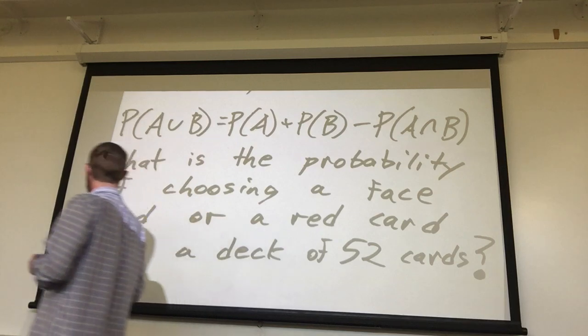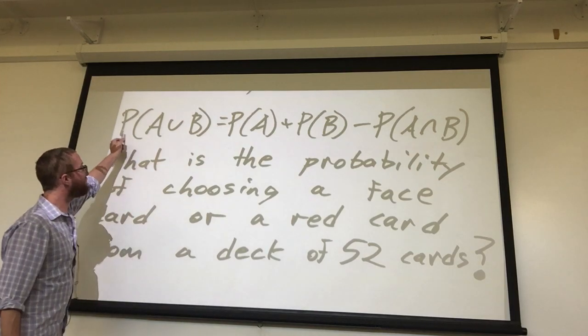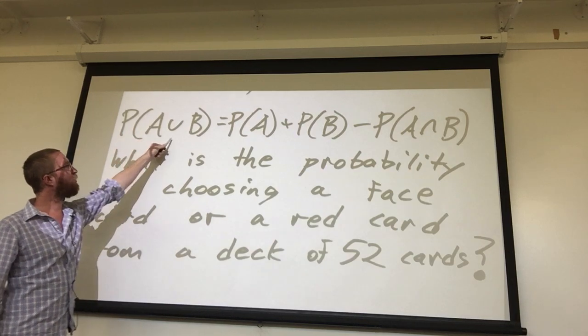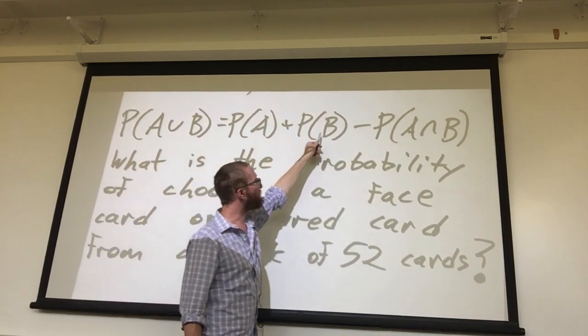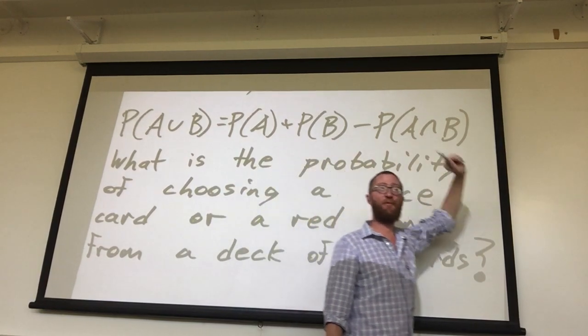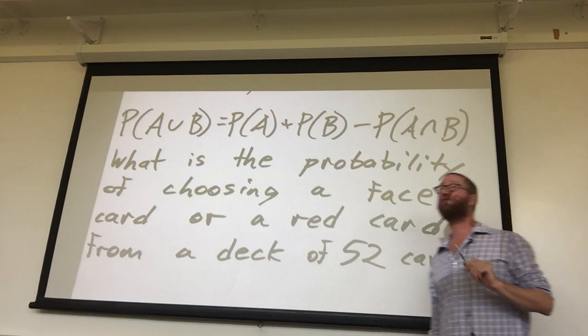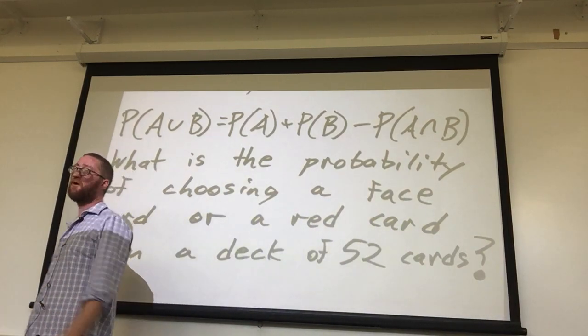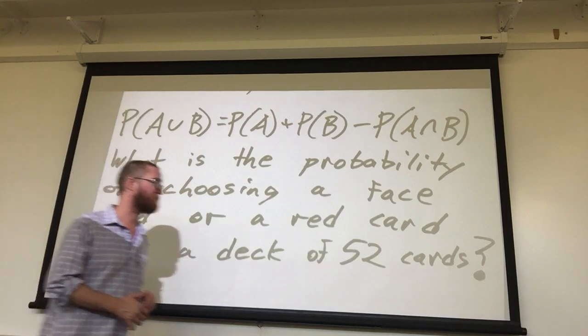So what is the probability of choosing a face card or a red card from a deck of 52 cards? This is the probability of A, face card, or B, a red card. This is going to be the probability of picking a face card plus the probability of picking a red card minus the probability of choosing a red face card, the intersection of them. So if you had a queen of diamonds, or a jack of diamonds, or a king of hearts, it gets counted twice because we already picked out the hearts and the face cards.